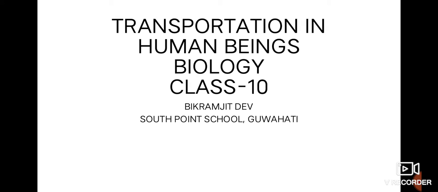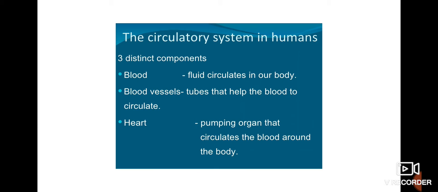Hello all. This particular video will help you to understand transportation in human beings. Now, as we know, human beings are the most complex of all the animals present. So, to maintain their life, they actually follow a complicated circulatory system. The circulatory system in human beings has three main components.